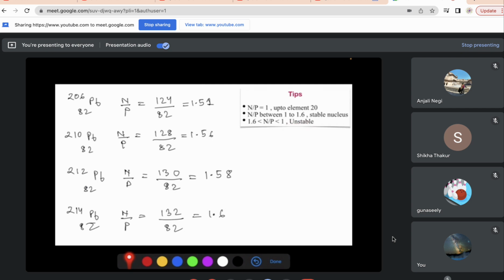So for the given question, we are given four different isotopes, and I have written here the ratio corresponding to them. The N upon P ratio for 206 lead 82 will be 124 upon 82, that is 1.51. Similarly, if you calculate the N upon P ratio for all of them, you will get to know which is closest to 1. So what we need to check is that the N upon P ratio of the given isotope should be in between 1 to 1.6. They are actually in between 1 and 1.6, but the one closer to 1 will be the most stable. So here you can see that the isotope closer to 1 is the first one.